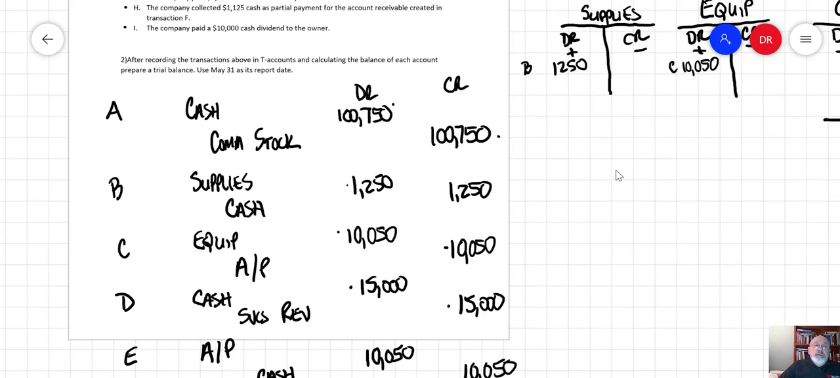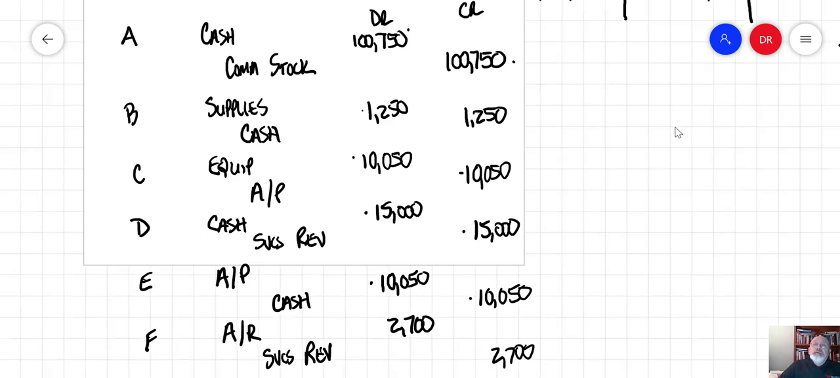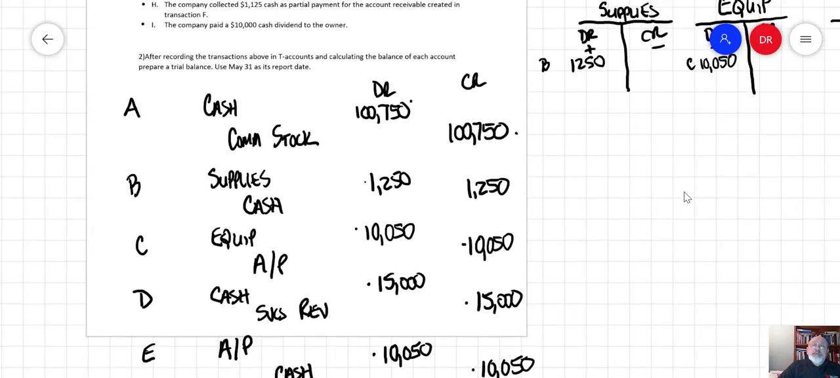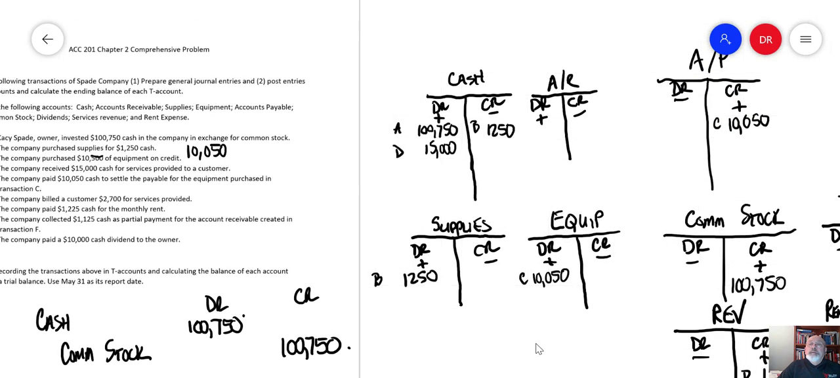Okay, that's letter D. Letter E, we're going to pay the accounts payable in its entirety with cash. So we're decreasing accounts payable and decreasing cash at the same time. So letter E, we're going to go to the accounts payable and debit it. Here's letter E, 10,050. And letter E, the credit will come from cash over here, 10,050.